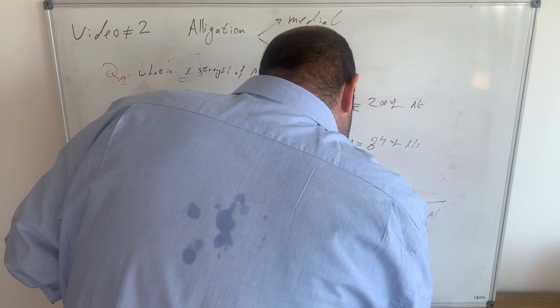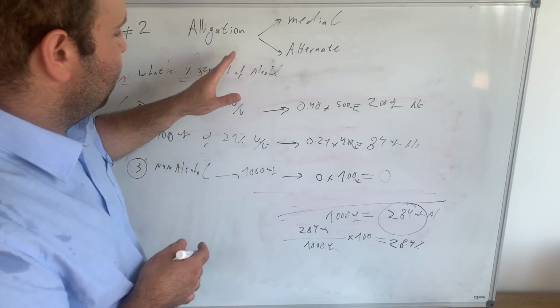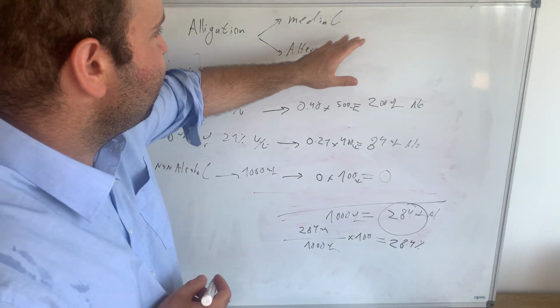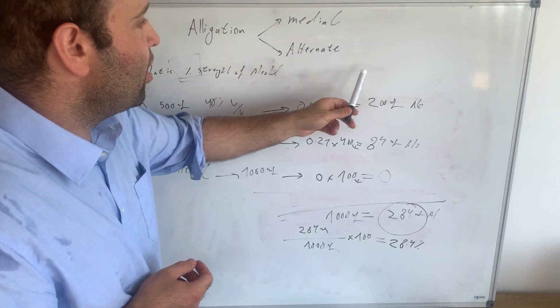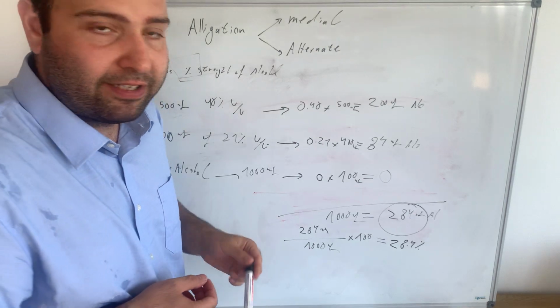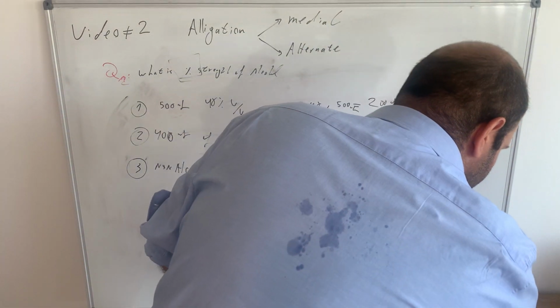Maybe I can give you another example where we can use alligation medial to solve our problems, and after that I will jump to the alligation alternate.